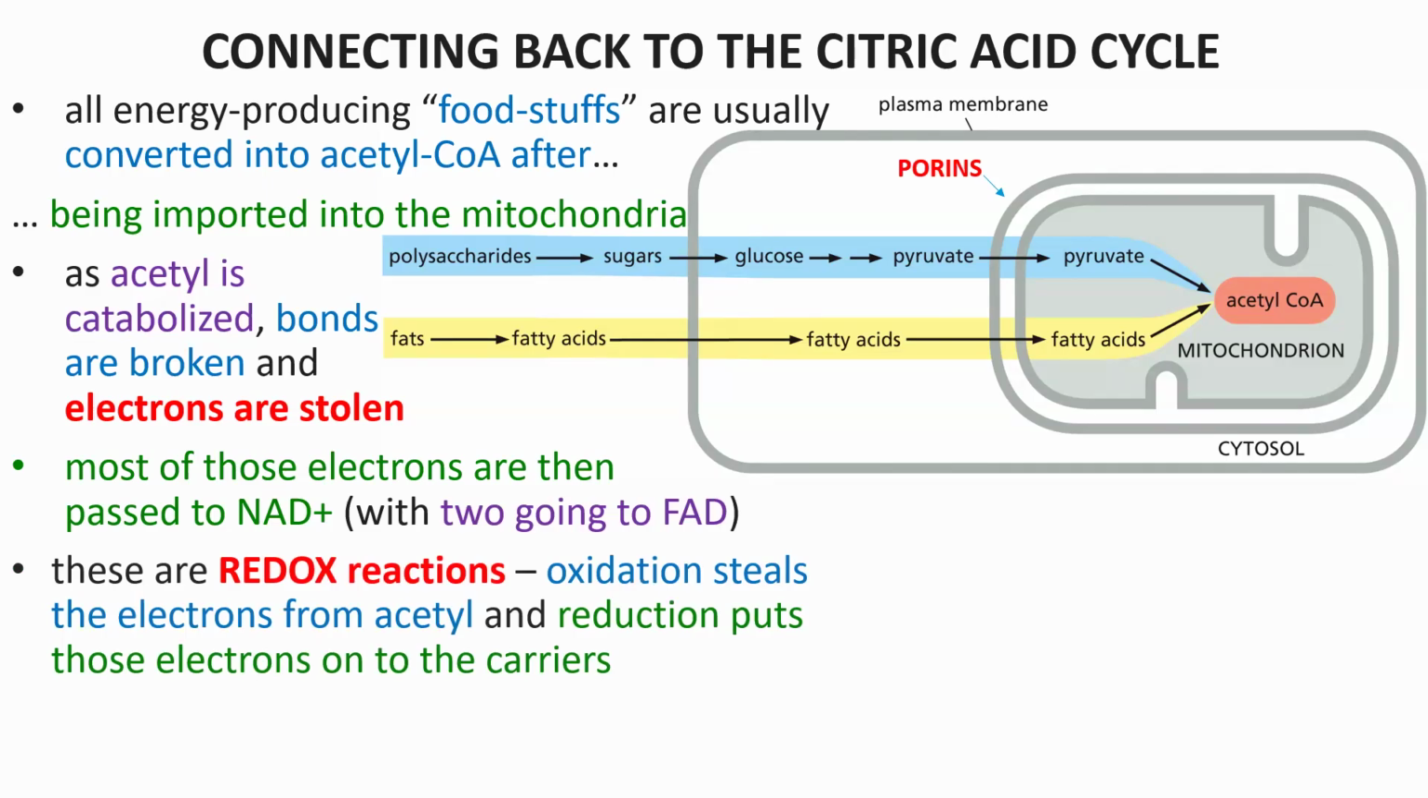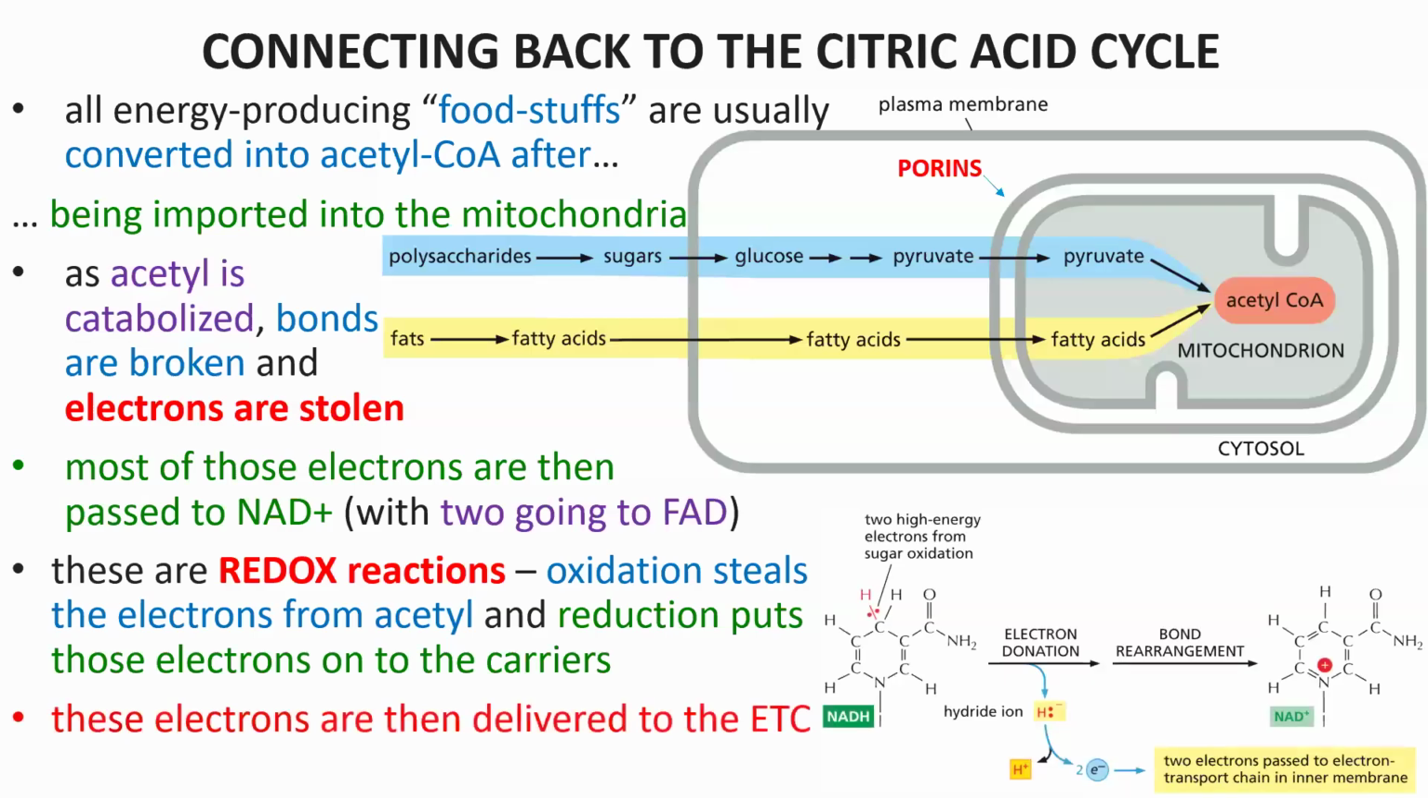So as we break these bonds and we do these oxidations, we steal these electrons, what we're really doing are redox reactions. The oxidation reactions are stealing the electrons from acetyl, and the reduction is putting those electrons onto the carriers. Usually the carrier is NAD, and sometimes it's FAD. These carriers are then used to deliver those electrons to the electron transport chain.